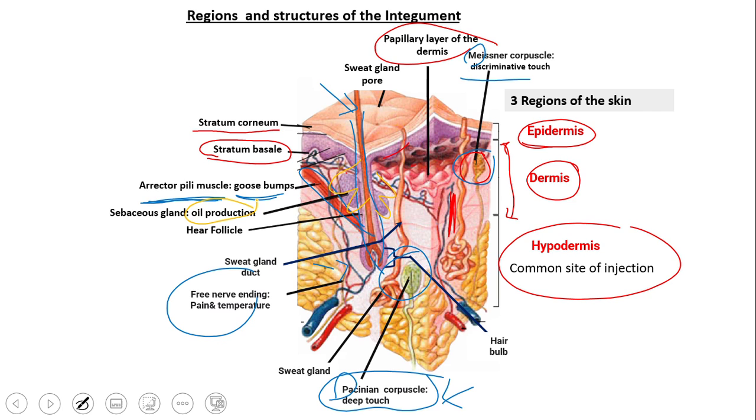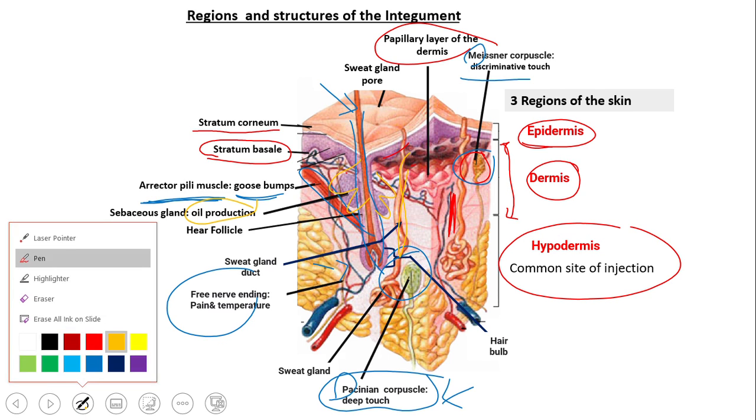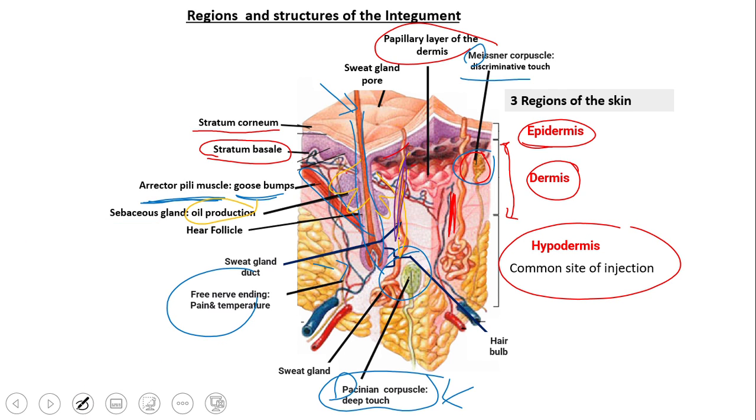We have the sweat gland. So the sweat gland has a duct that we call the sweat gland duct. This one here. That's the sweat gland itself. And the sweat gland opens to the surface of the skin through the sweat gland pore.